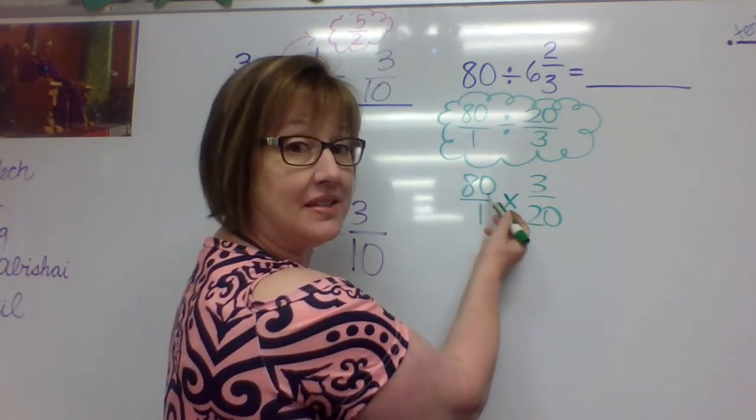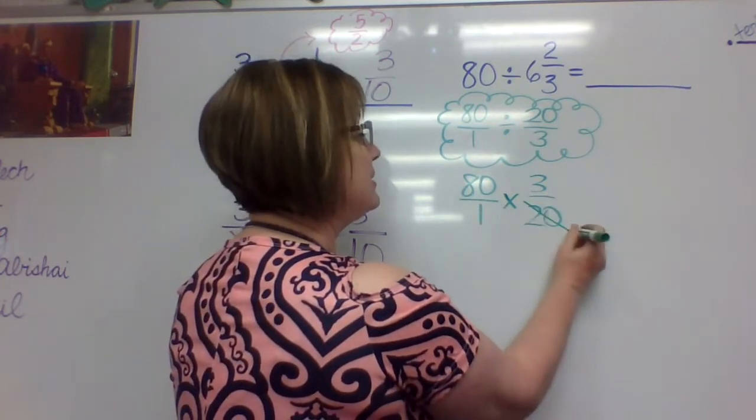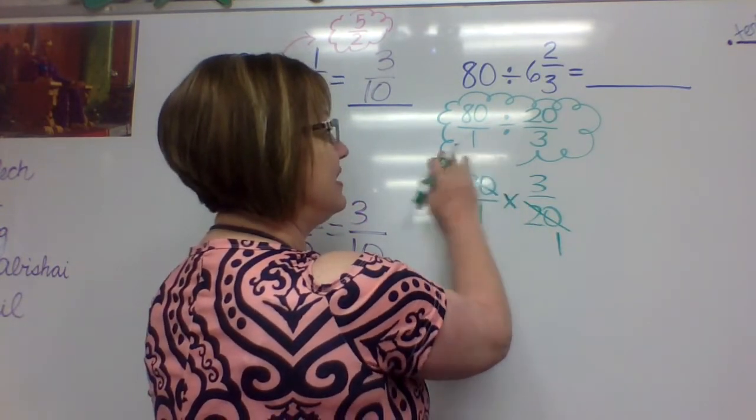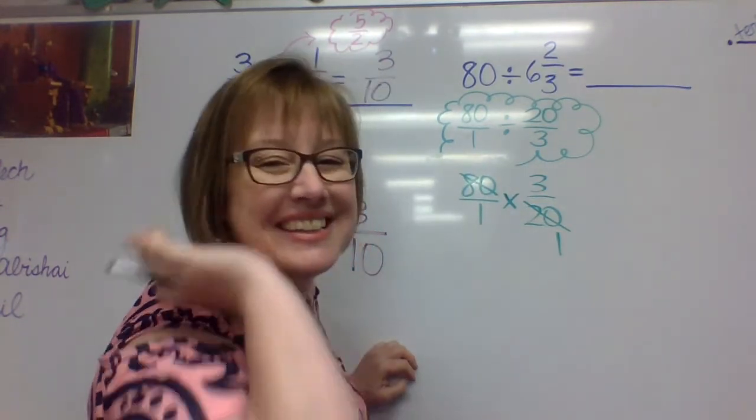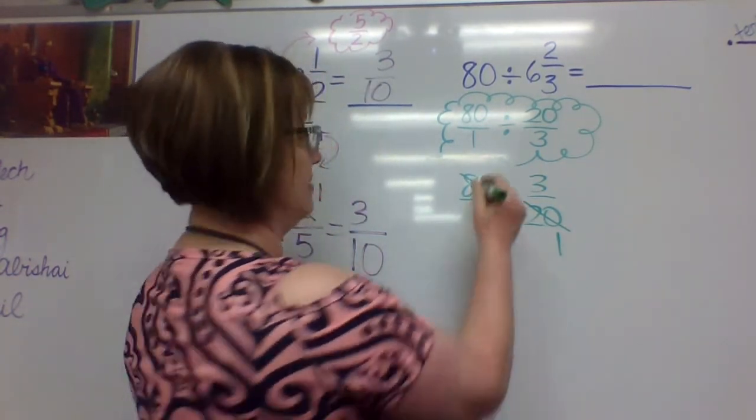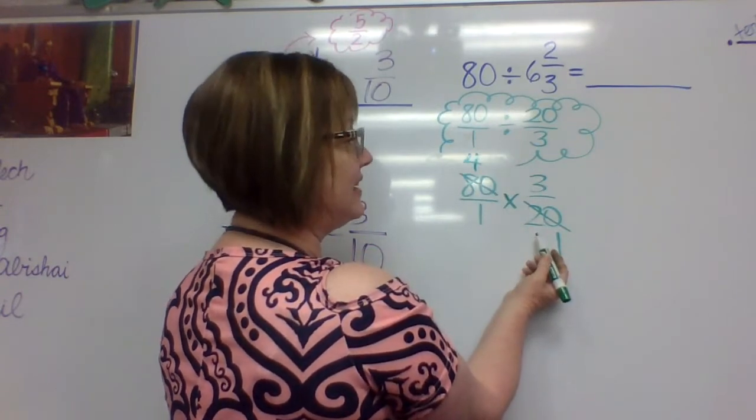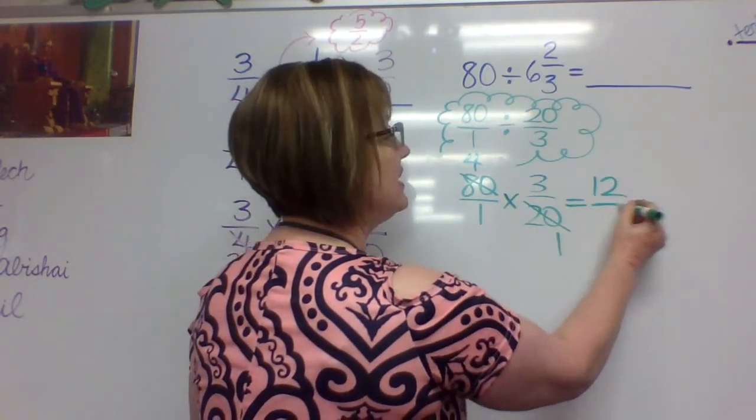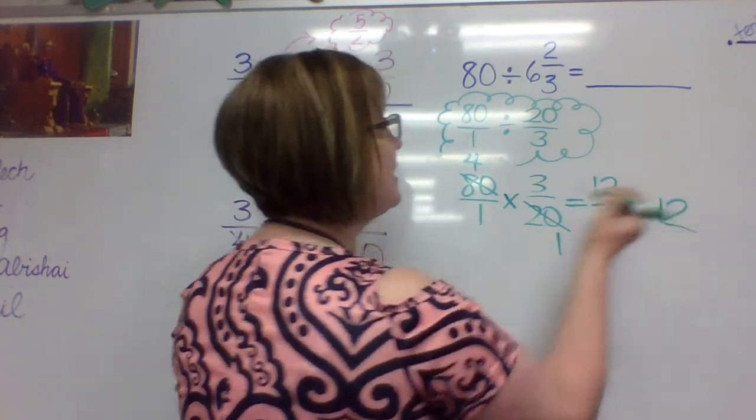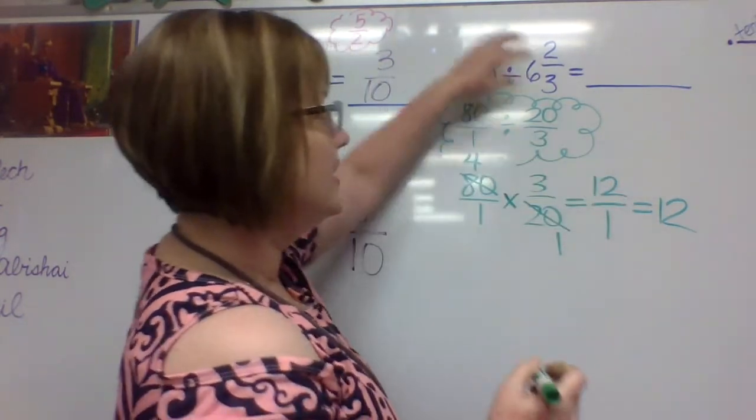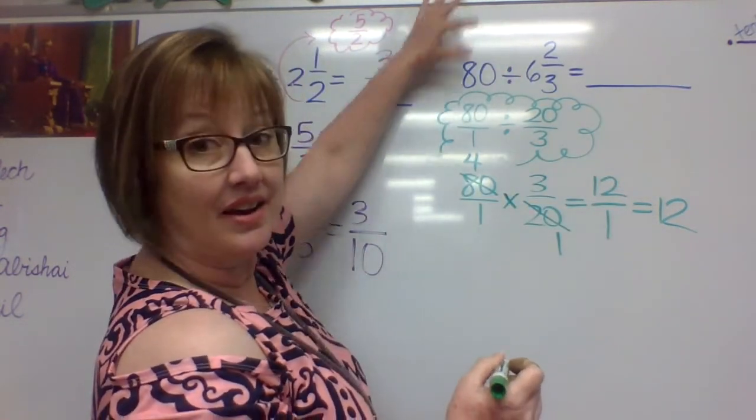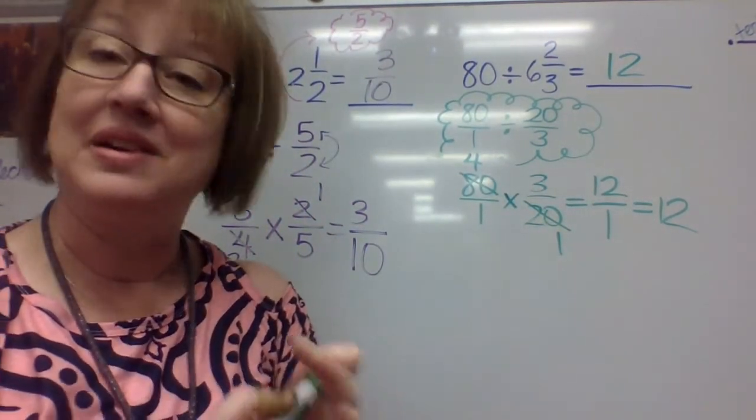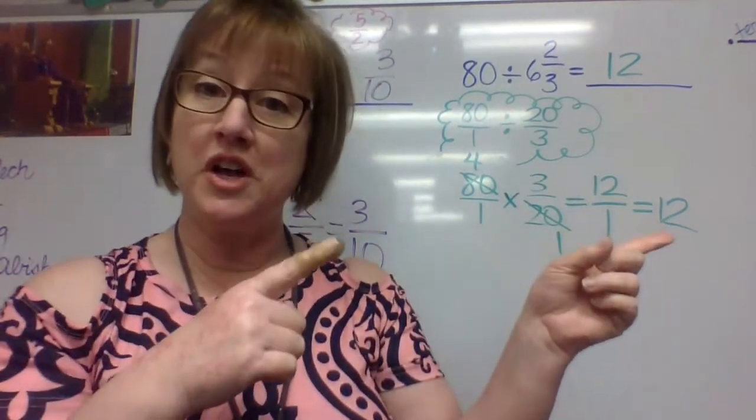We can divide both of these by 20, right? 20 divided by 20 is 1. 80 divided by 20 is 4, right? There are four 20s in 80, which makes this really easy. 4 times 3 is 12. 1 times 1 is 1, which equals 12. That means there are 12 6 and 2/3s inside of 80. So the answer on that one would be 12. Do you see? Okay, that was fast. Move on over to our paper now.